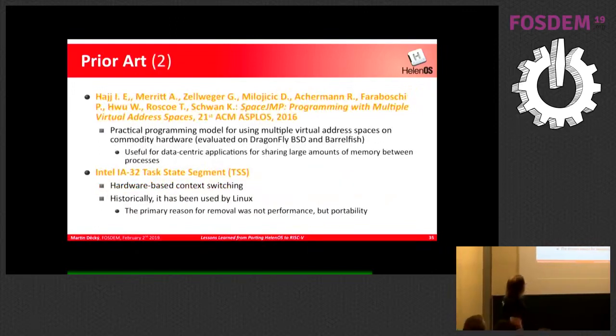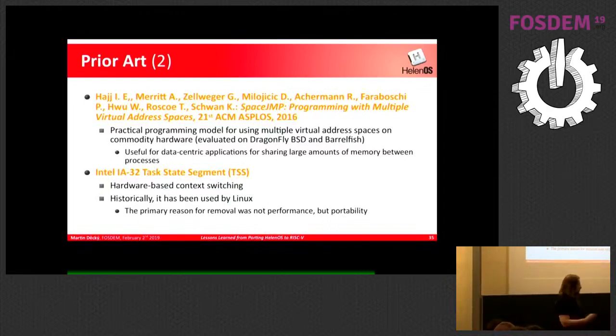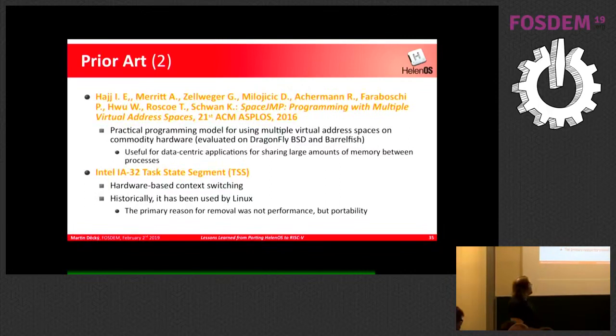So why not push it into the mainstream? Regarding the hardware support for different address spaces, many of you have probably seen this paper about the SpaceJMP programming model, which showed on the Barrelfish multikernel and on DragonFly BSD that this could be useful for different kinds of applications, for example, data-centric applications.